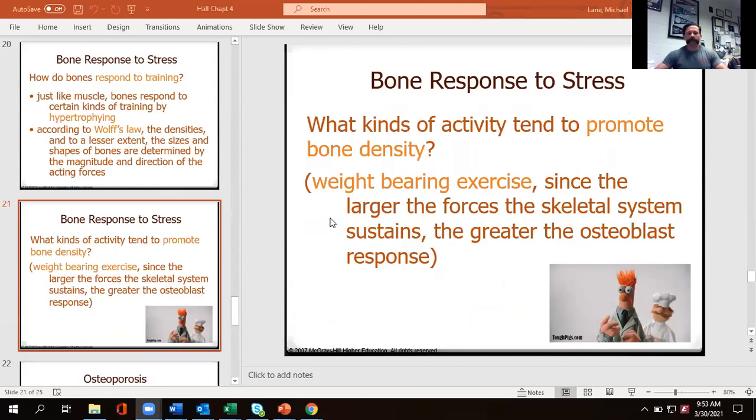So what kinds of activity? Turns out it's things where we have to bear weight and things where we have larger forces. As you'd expect, going from walking to jogging to running to sprinting, we're dealing with greater forces. So sprinting, in theory, would help the most with bone mineral density. Now, if we think about lifting weights, which exercises do you think are going to have the greatest effects on bone mineral density? Think about lower body. What do you think would probably give us the greatest effect?